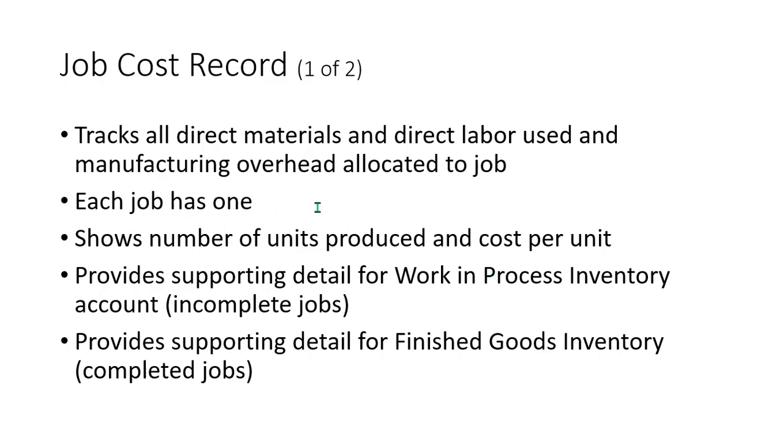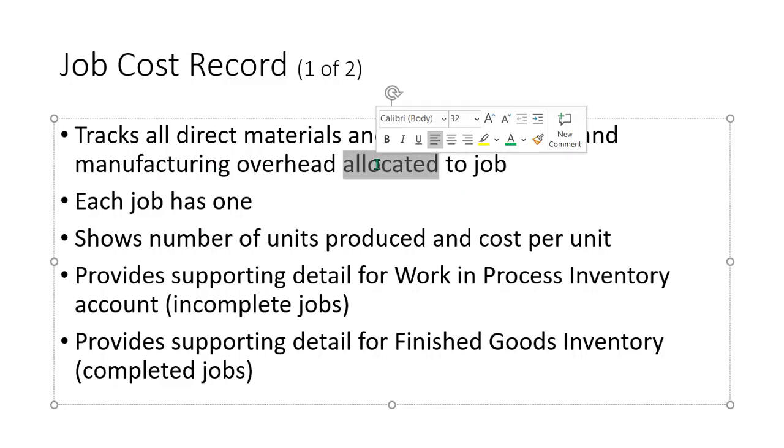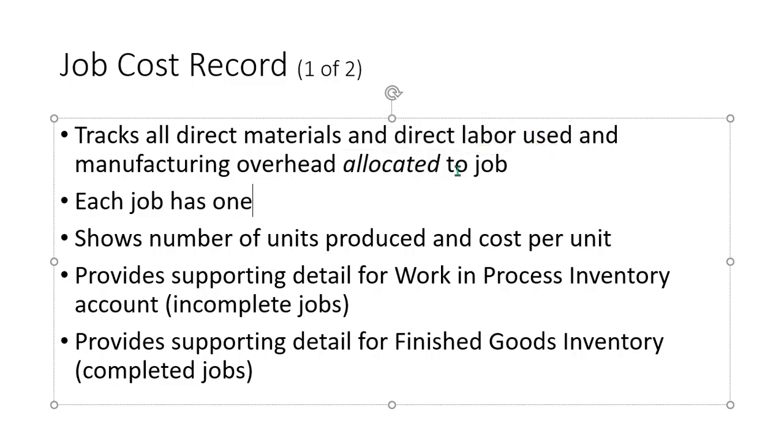Here's a job cost record. This traces all direct materials and direct labor used and manufacturing overhead allocated to the job. And notice they're using the word allocated. So direct materials and direct labor are used. These are traceable. Whereas the manufacturing overhead we're going to allocate.